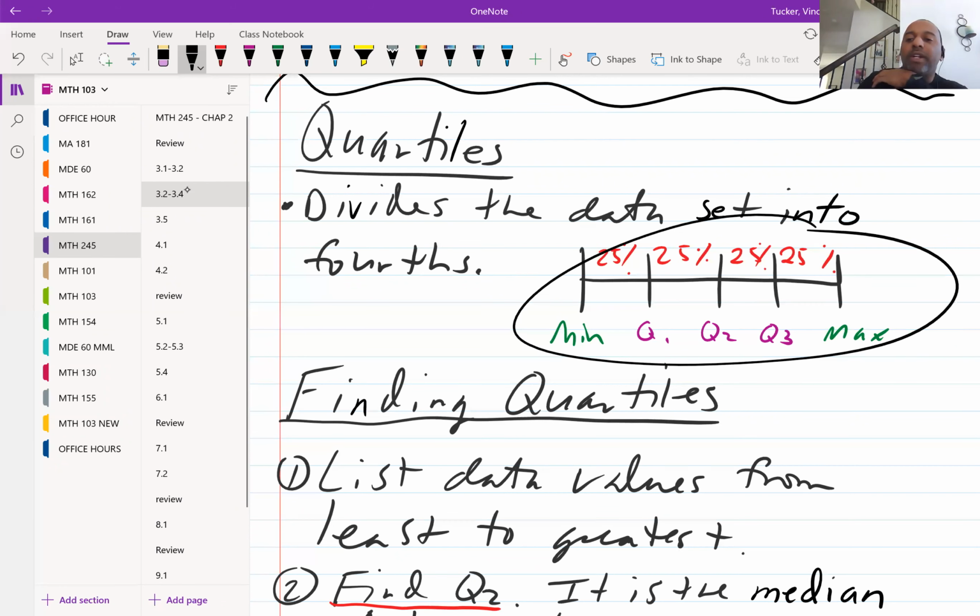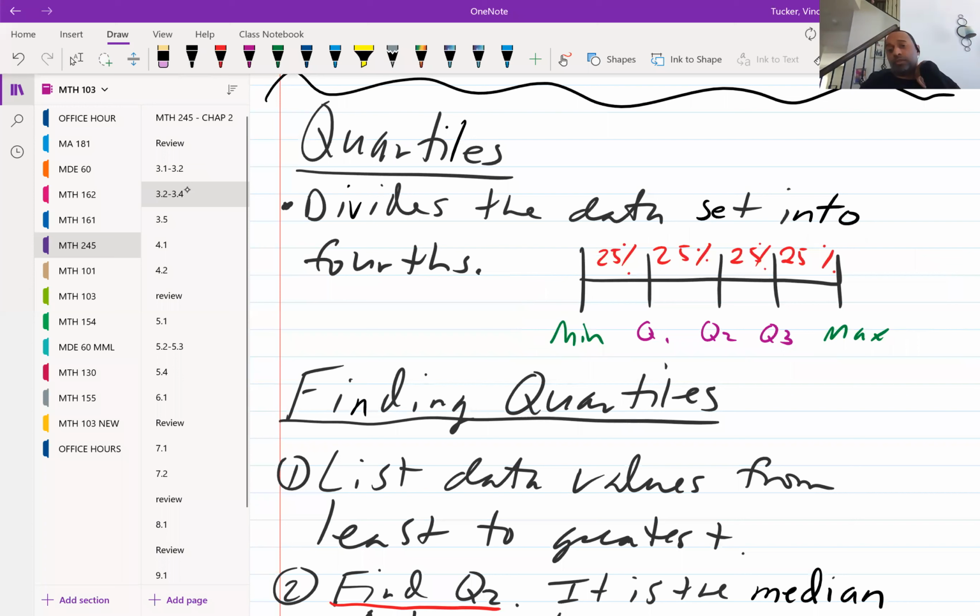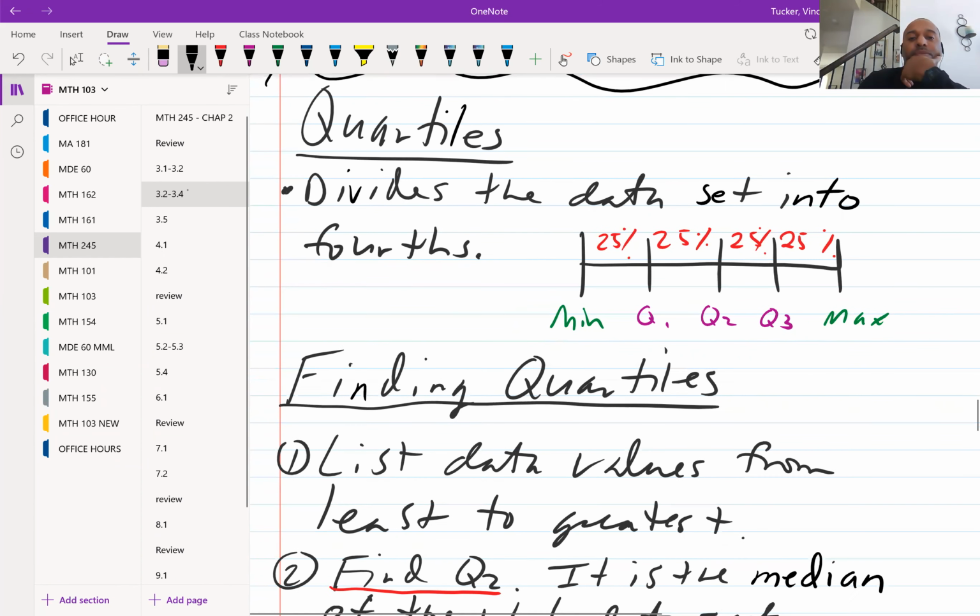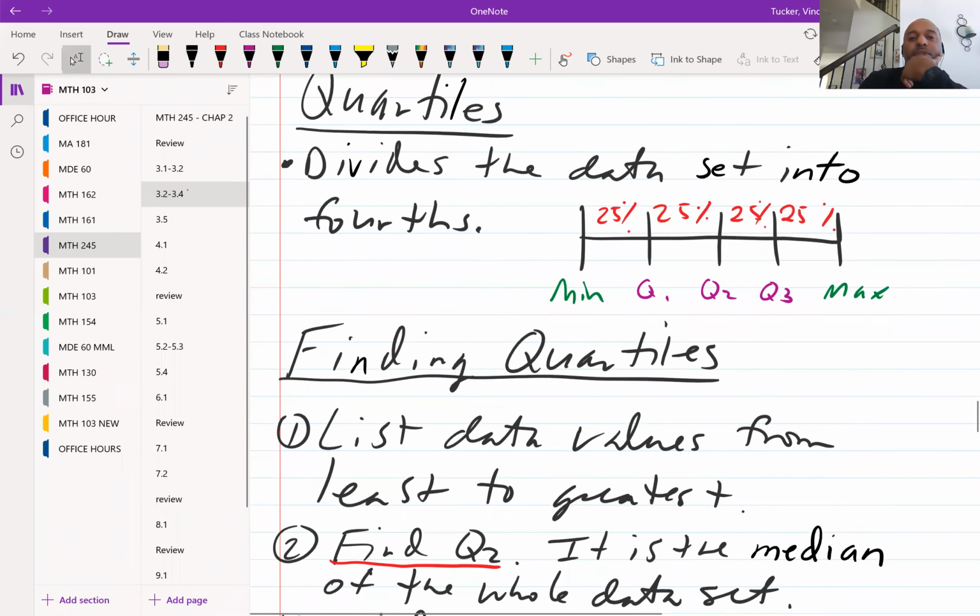I didn't even mention this right here. So, if you look at this diagram here, your minimum and maximum value will be your bookends. Then we have Q1, Q2, and Q3, quartile 1, quartile 2, and quartile 3. So we only have 3 quartiles. We're done with that first statement.